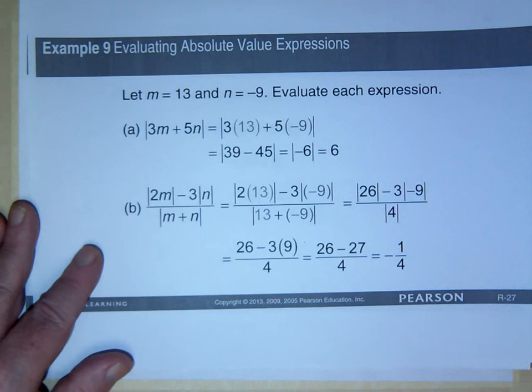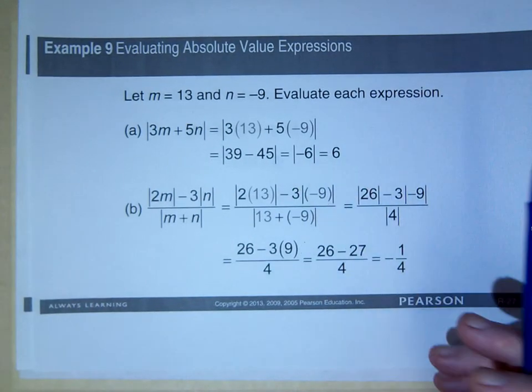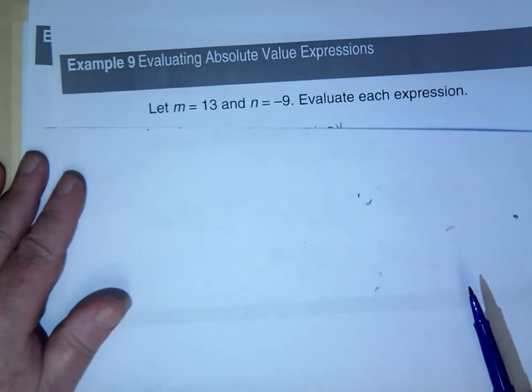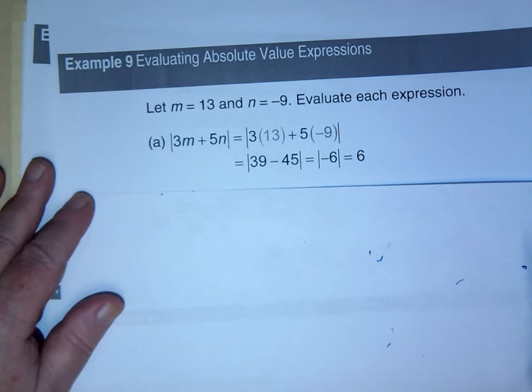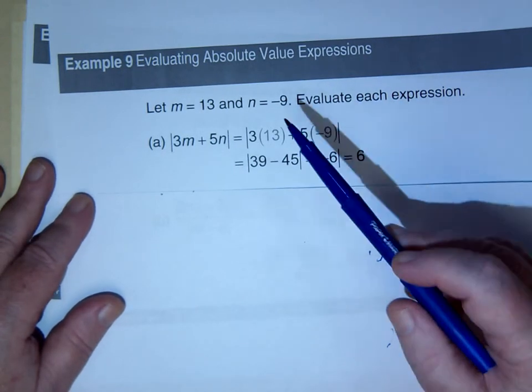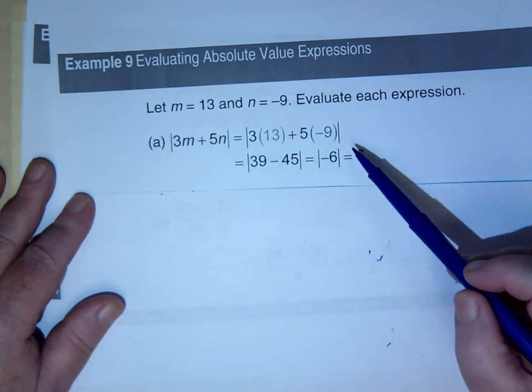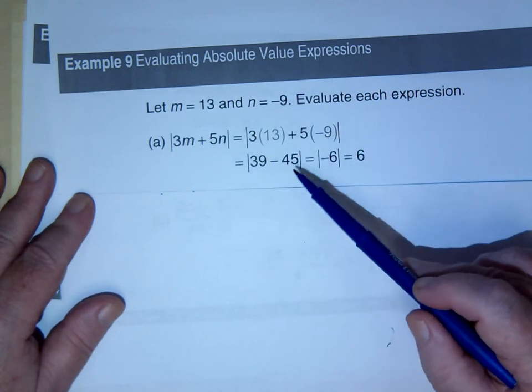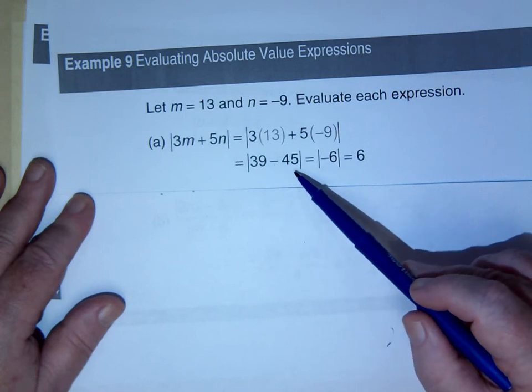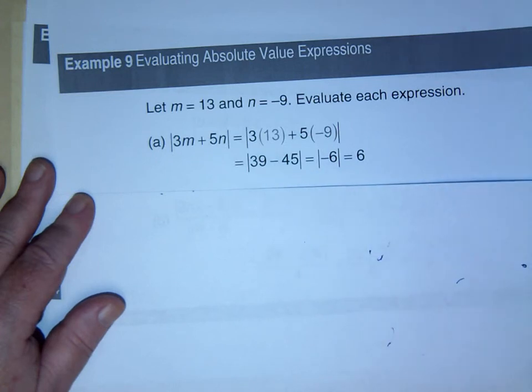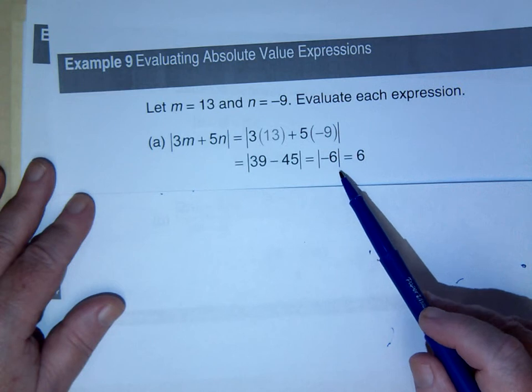We can evaluate expressions using the absolute value, and what you do is the same thing. You realize the order of operations. We take m to be 13, n to be minus 9. We substitute those values in. We keep the absolute values, and we do the calculation inside the absolute value first. At the end, we have the absolute value of minus 6 is 6.